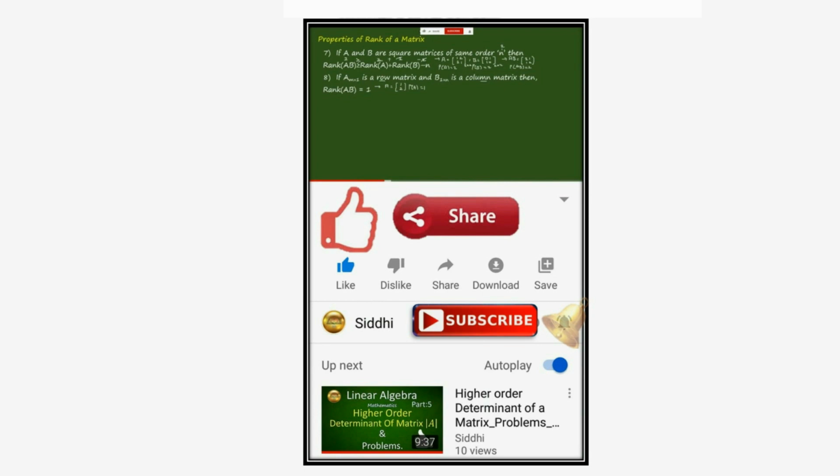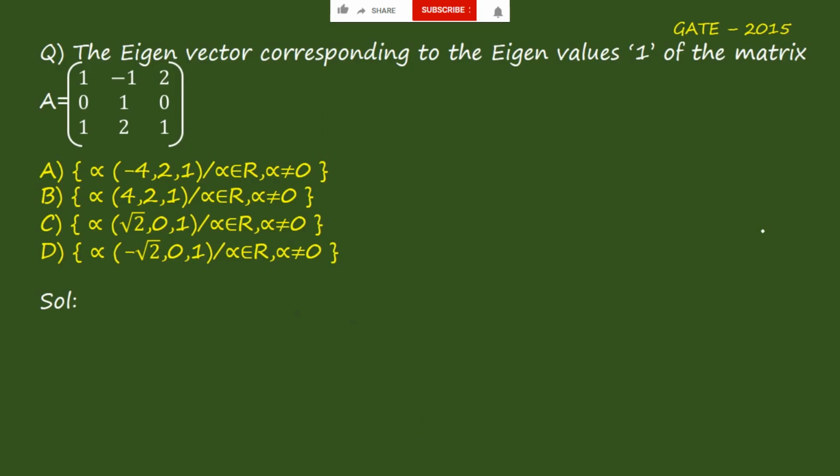Let us start now. Now come to the next question. The question is, the eigenvector corresponding to the eigenvalue 1 of a matrix A is. Now you have to find the eigenvectors for the eigenvalue 1.